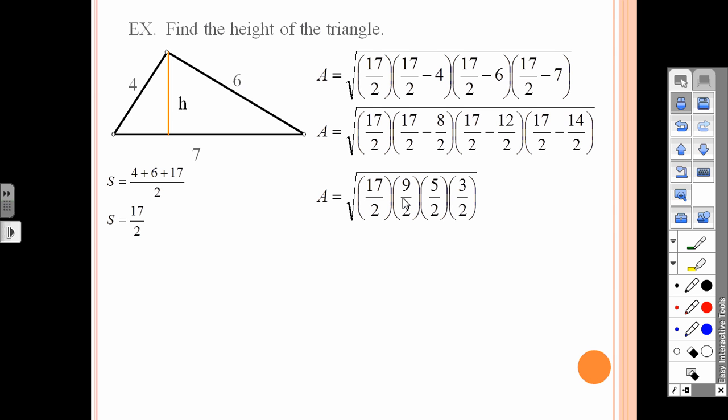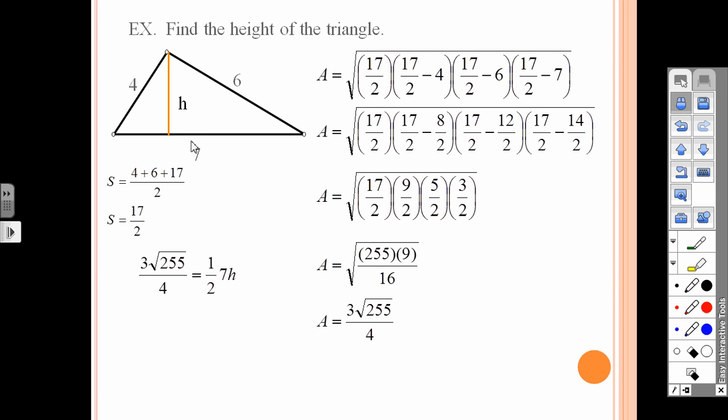Okay, and then we can look and see here that 9 is a perfect square, but nothing else that we would multiply together would make a perfect square. All of these down here, when you multiply those together, that's going to be a perfect square. So this simplifies to 3 root 255 over 4. So there's your area. But now what we're going to do is take our area and set it equal to 1/2 base times height, 7 times h. Okay? We're solving for h.